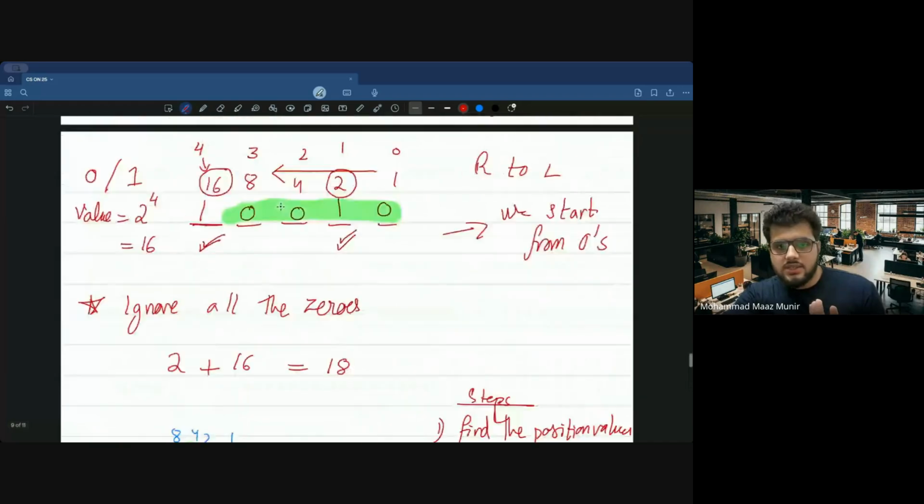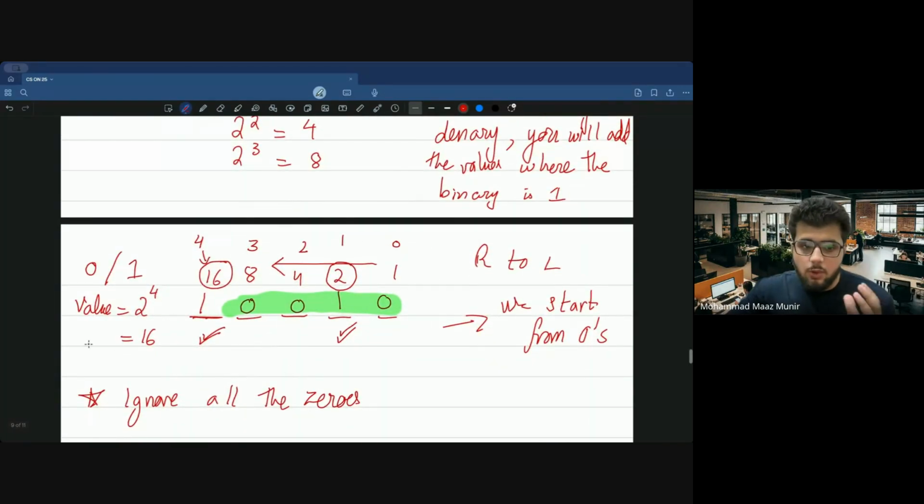We discussed it using an example with a formula where value is equal to base raised to power, and we have values for each specific position. Using that, we converted the binary value into a denary value. But today we are going to be studying the reverse.